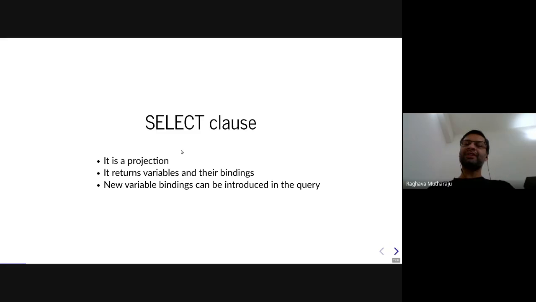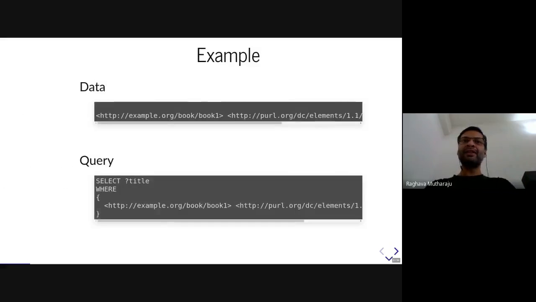It's used for projection. Let's say you have different patterns that you put out, but among them you are interested in only a few specific variables. For example, you are looking for all the courses taught by Raghava at IIIT. There can be multiple variables involved here, but you are only interested in the course name and the course ID. That forms the projection here. So you select only those variables that are of interest to you, and that is possible through the select clause.